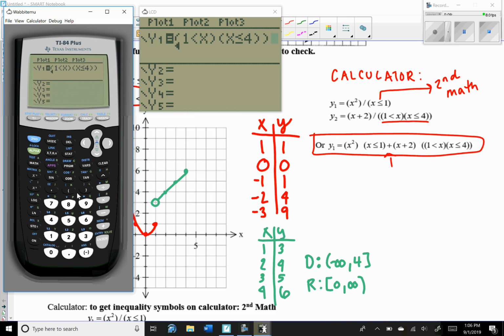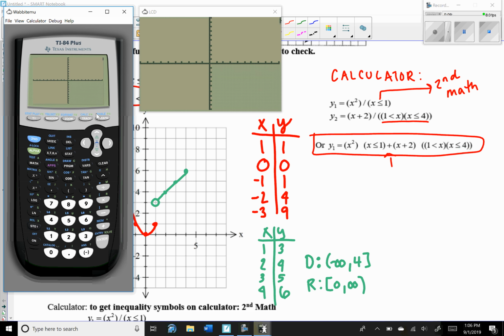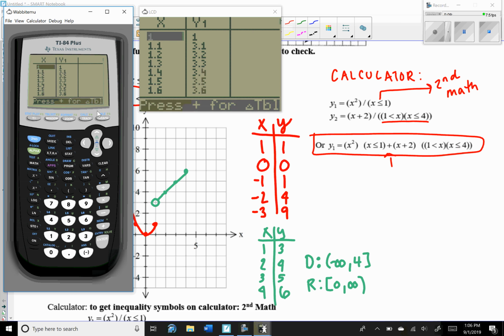Just have to write them separately. And if I hit graph, you can see it also graphs it, but when you look at your table, notice your table doesn't have a y1, y2 because we didn't plug in two functions. We just plugged the function into y1, which is why you don't see the two tables.